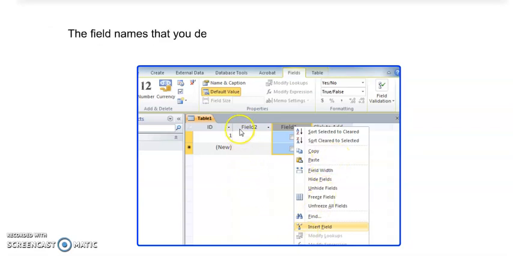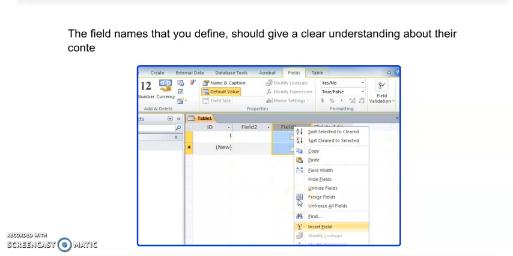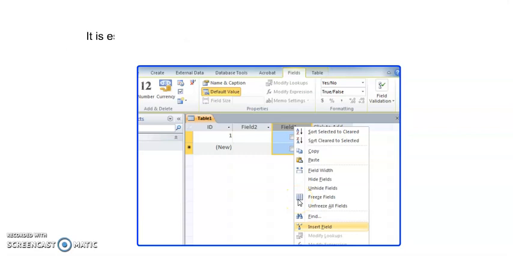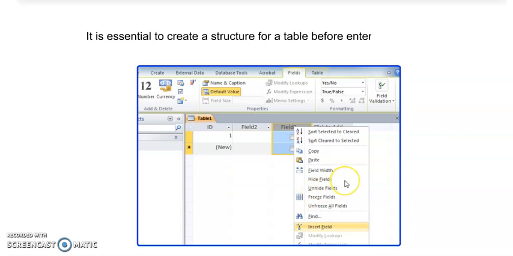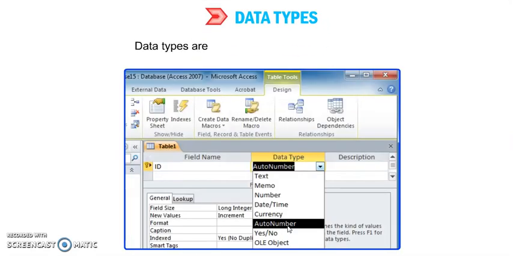You can see these are the field names, field 1, 2. Field names that you define should give a clear understanding of their contents. It is essential to create a structure for a table before entering data in it. Okay, in Access we first have to make the structure for our table. For this, first you have to know about data types.